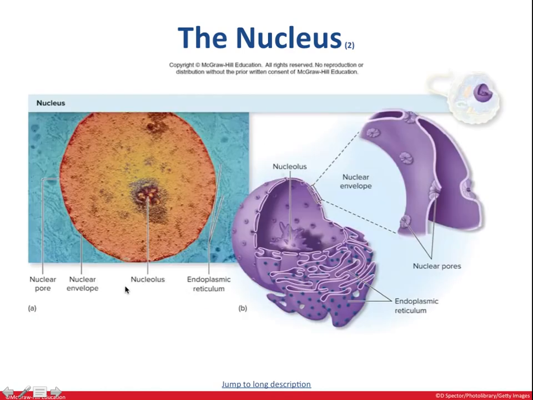Here we can see this diagram. In the central region is the nucleolus, which is for ribosome synthesis. This is the nuclear envelope, and this is the nuclear pore. The pore allows mRNA or RNA to get out, and allows nutrients and proteins to get in. This double layer of cellular membrane makes the nuclear envelope. This is the nuclear pore.